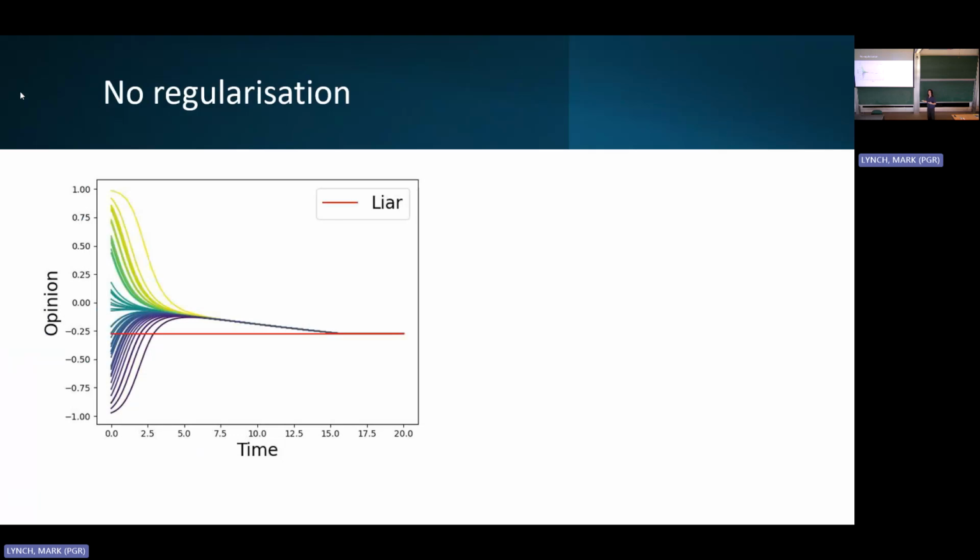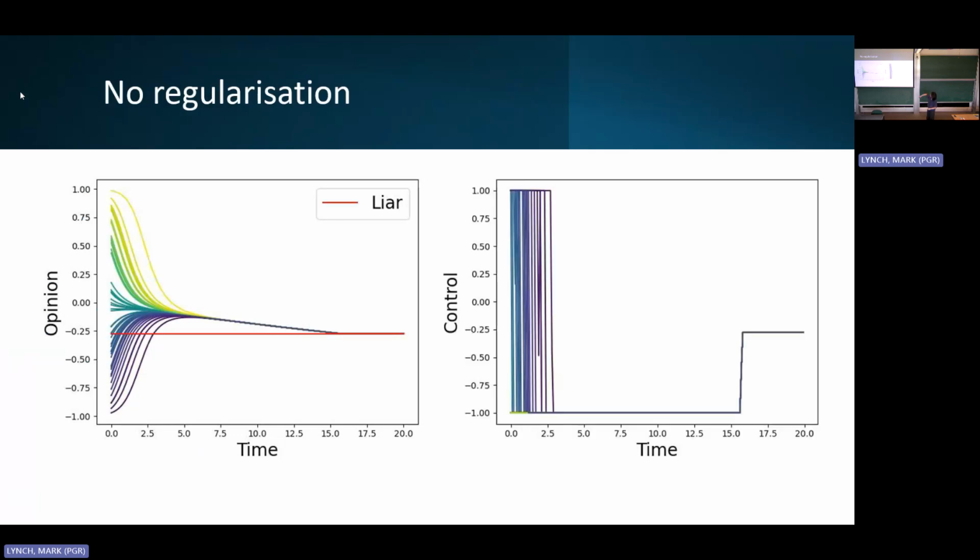And then we should have a look at what the control is doing. What are the actual lies that are being told here? And we get this sort of bang-bang thing. You're basically either saying that your opinion is 1 or -1 until the consensus point here. And then you say that it's your true opinion.